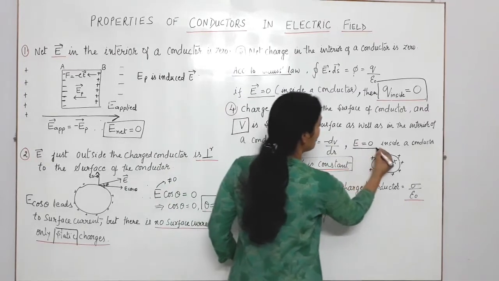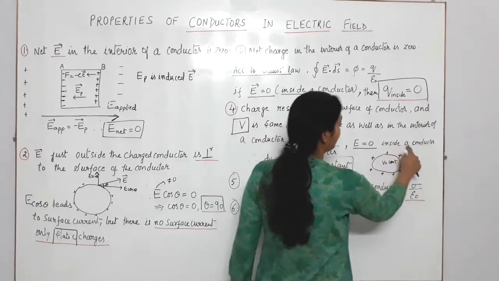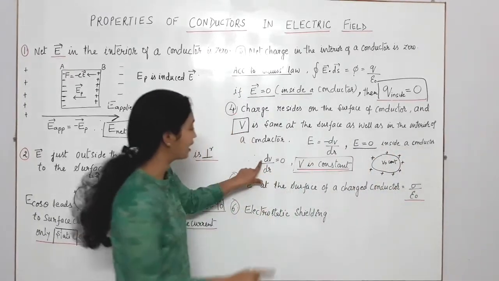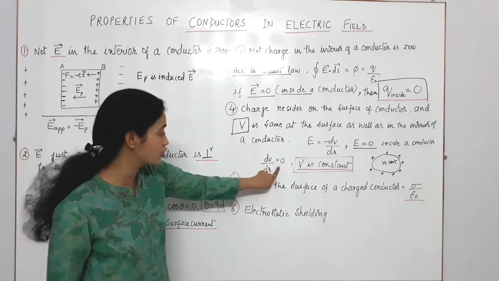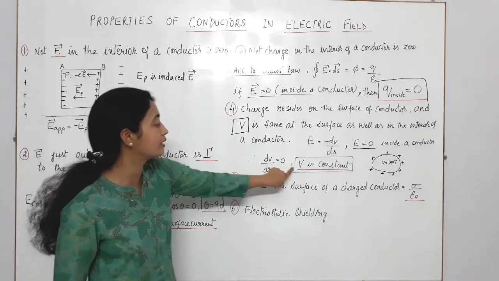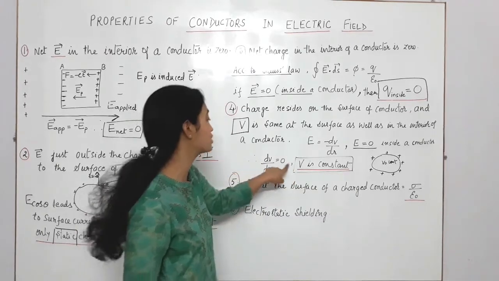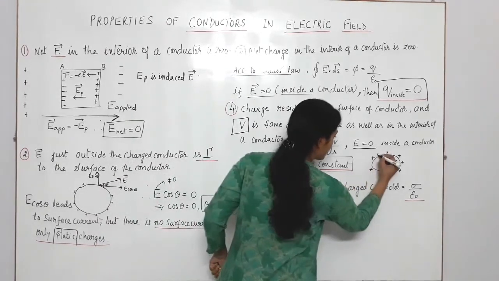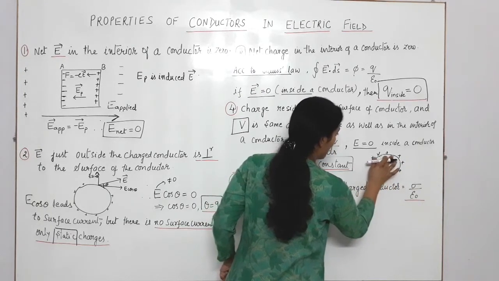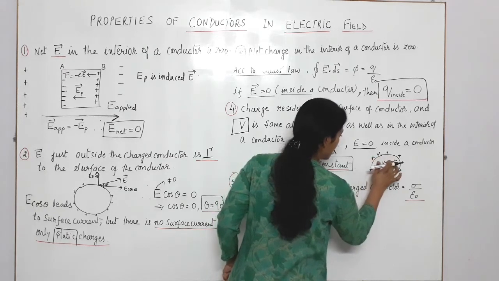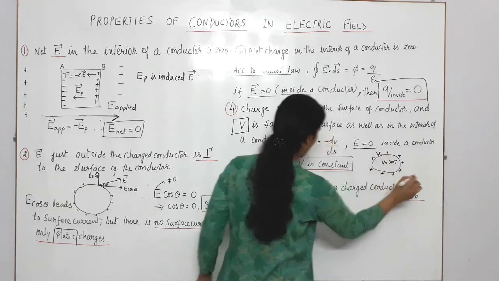It is already known to you by now that electric field inside the conductor is 0. If E is 0 inside the conductor, that means dV by dr, this differentiation of potential with respect to distance, the potential gradient, will be 0. If dV by dr is 0, that implies that V is constant. So on the surface it is V, and inside the conductor also it is V, and it is going to remain constant.